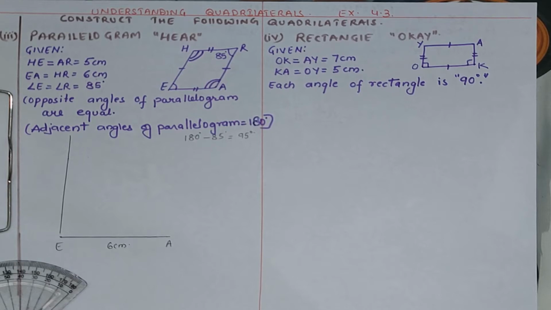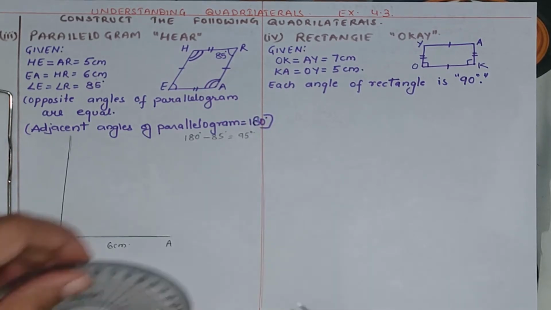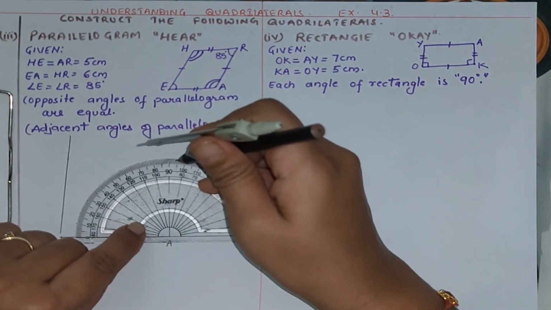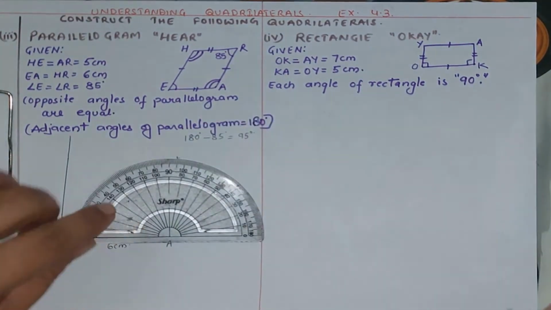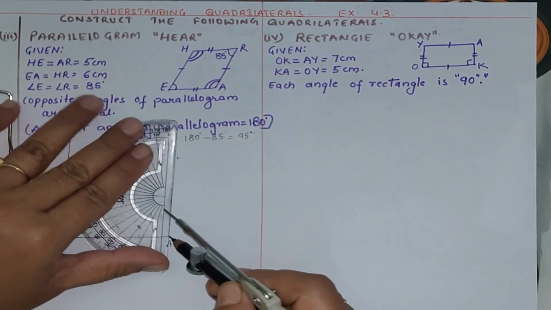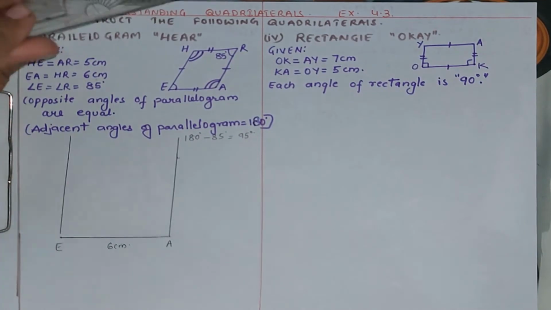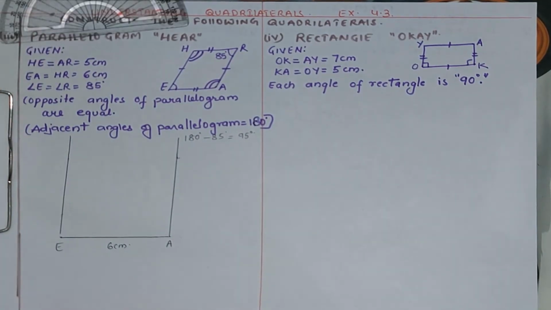So the 95 degree we will also not be able to construct with a compass. So what we will do? We will draw with the help of protractor only. So here it is 95 degree. In this way both the angles have been drawn with the help of a protractor only.